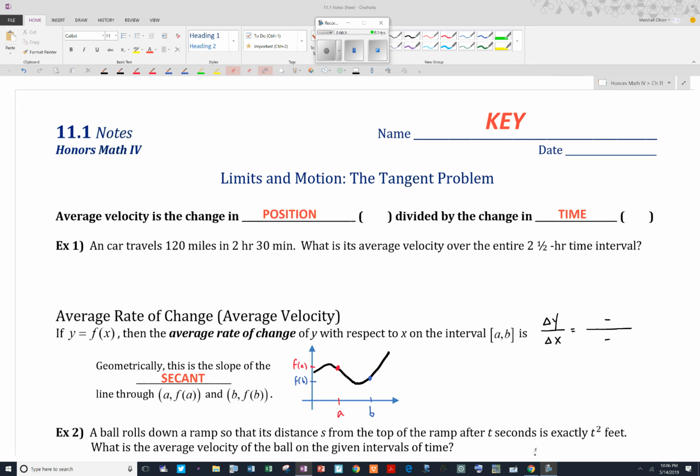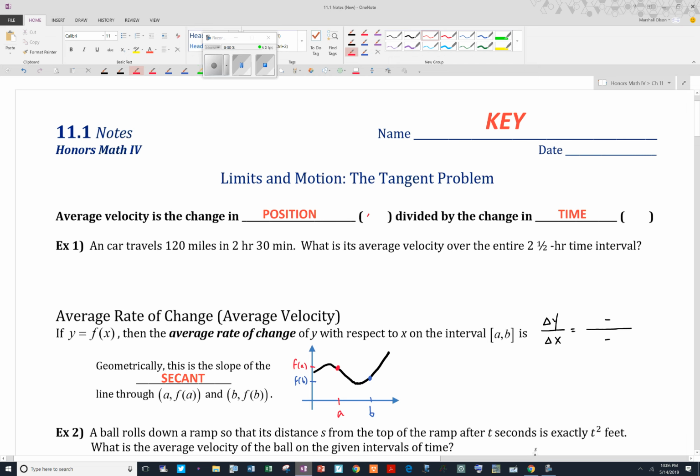We're going to start with what seems like a pretty simple problem, just finding average velocity. So a little definition, average velocity is the change in position, or delta S, divided by the change in time, delta T. You could also call it change in distance over change in time. It's just that position is used in our definition here. And S is the variable used to represent position.